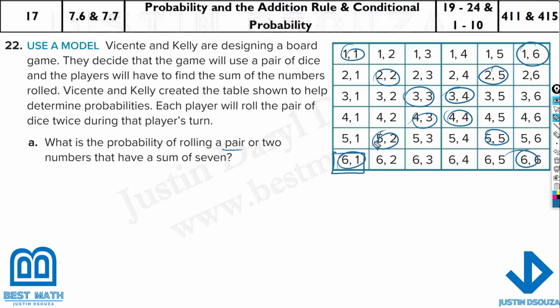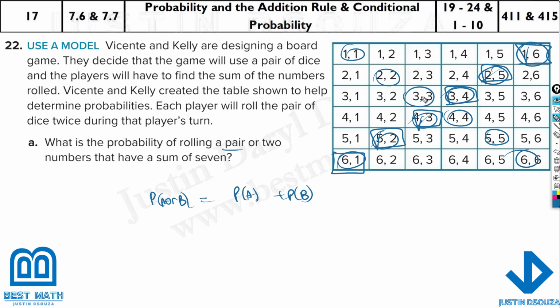No, these are the sums of 7 which I'm putting in a rectangular box. And the circles, there is nothing that overlaps. So the formula will be probability of A plus probability of B. That's it. Probability of A or B, there's no overlapping, so the minus part will be 0. No need of writing that.